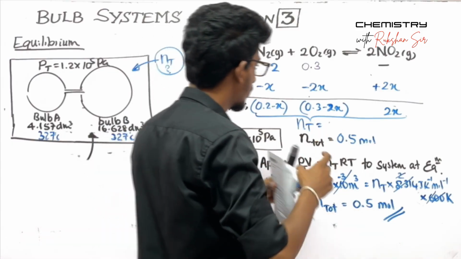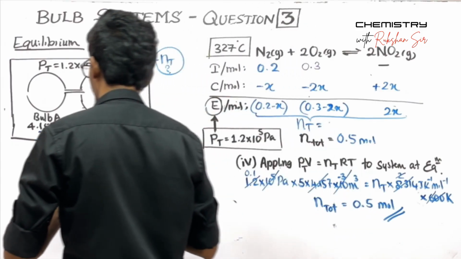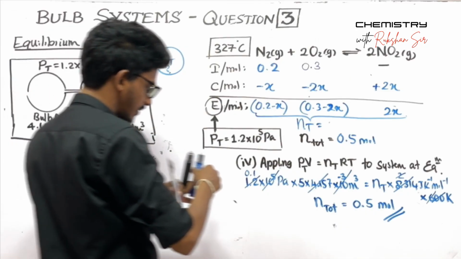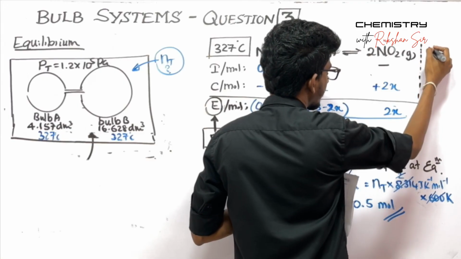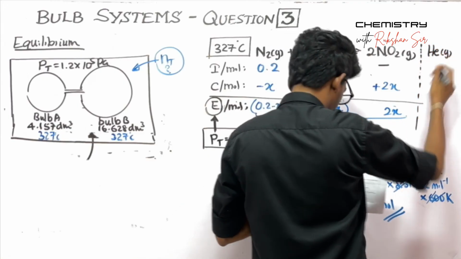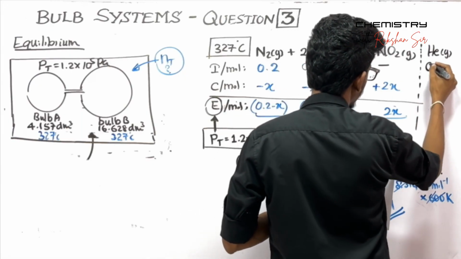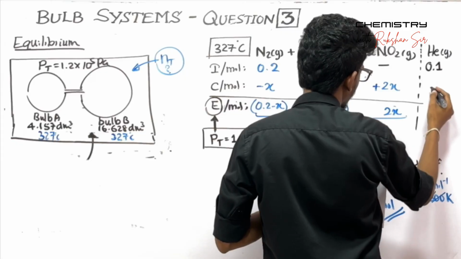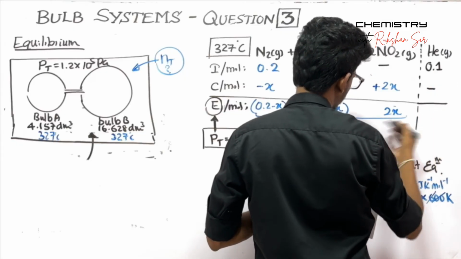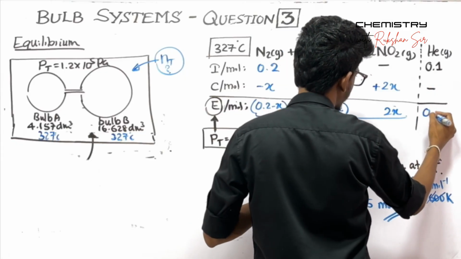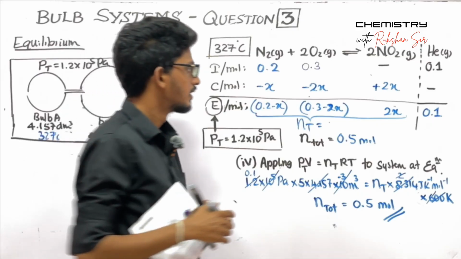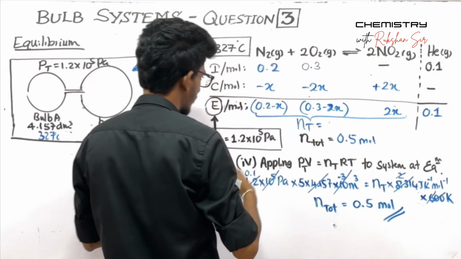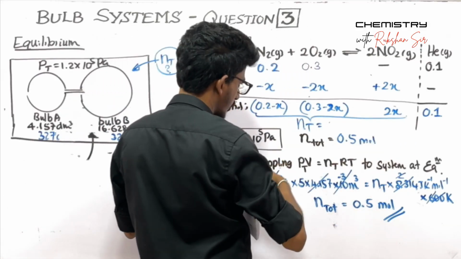Sorry, we forgot about the helium. Helium was also there, right? Sorry about that. We have to bring that as well. Helium gas was also there, 0.1 moles. At the beginning it was 0.1, not involved with the reaction. So at the end also there should be 0.1. Don't forget that. It's a non-reactive gas. So the total number is going to be 0.2, 0.3 and 0.1, which is 0.6 altogether.